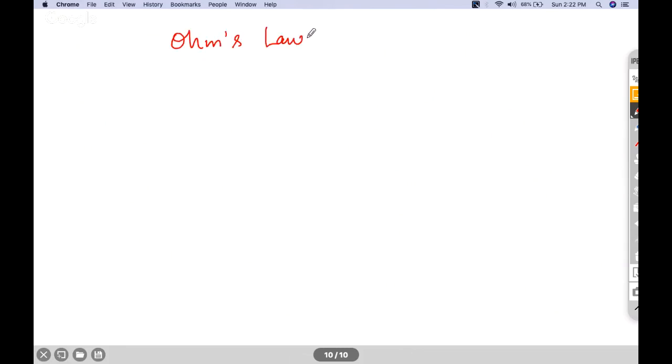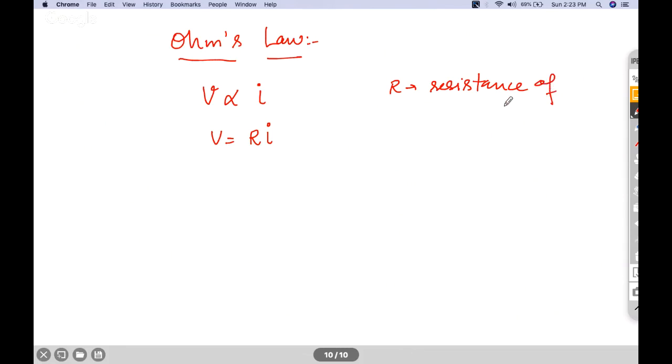And Ohm's law, I told you I didn't do the derivation. I told you that current is proportional to voltage, or voltage applied is proportional to the current. And I told you that this proportionality constant is removed by writing a term R, where R is resistance of the conductor, and I gave you the formula of R as R is equal to rho L by A.